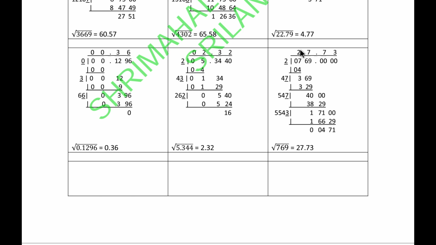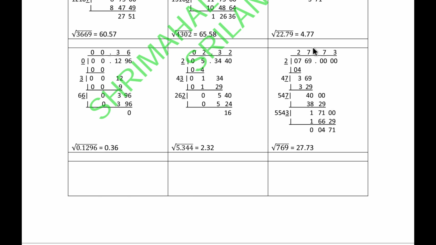So the closest square number for 7 is 2. 2 times 2, 4. Subtract, 3, and bring 69 down. So you multiply this by 2 and put 7. 47 into 7, 329. Subtract, 4,000 and 27 times 2, 54, blank. 7 times this amount is 3,829. It's 171. Take 2 zeros down.